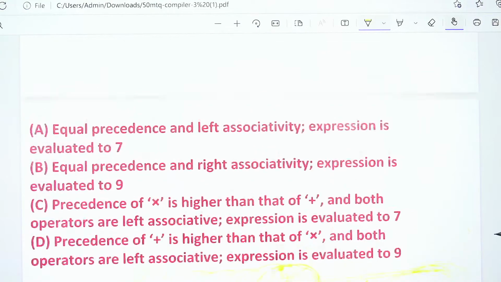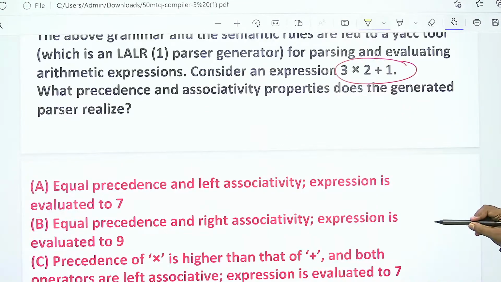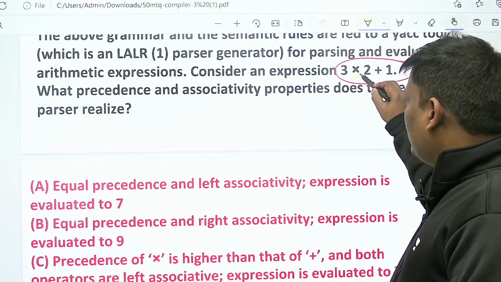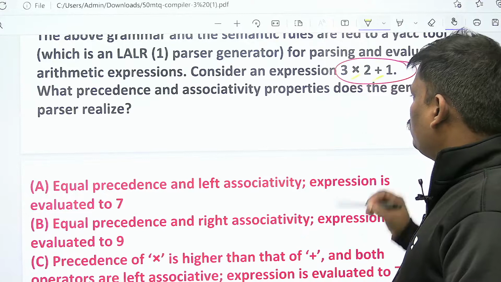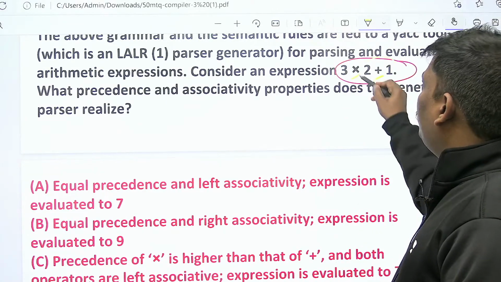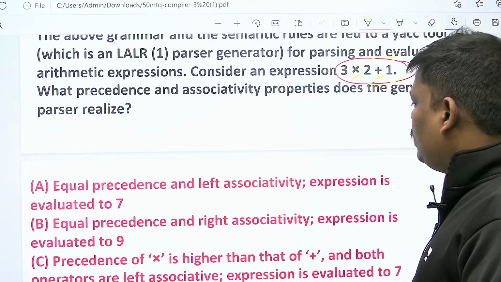What is the answer for this problem? If you give this expression to the Yacc tool, what the tool will do is: star, it will push; plus also, it will push. After the expression is over, the last one will be done first. 3 into 3 is 9.